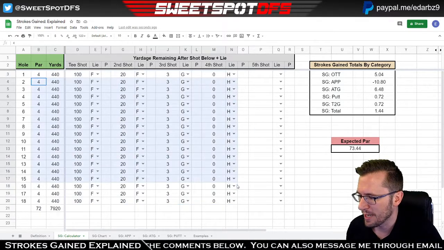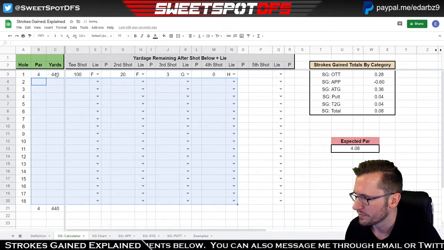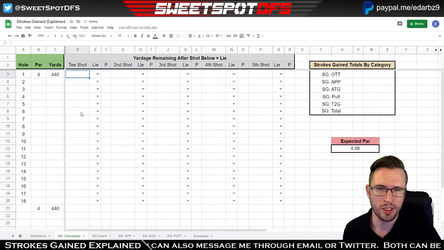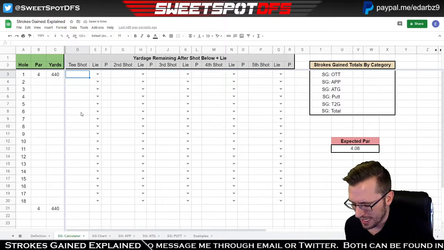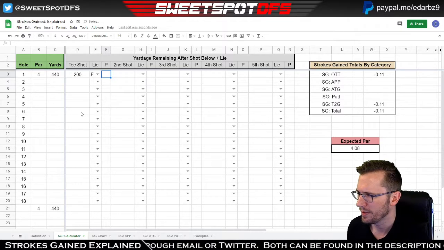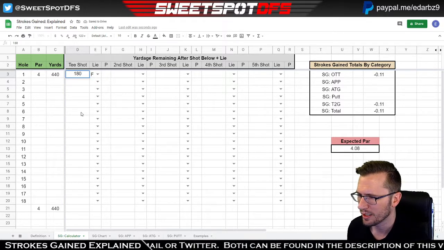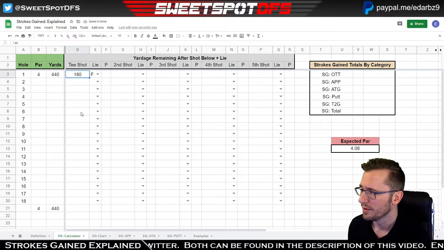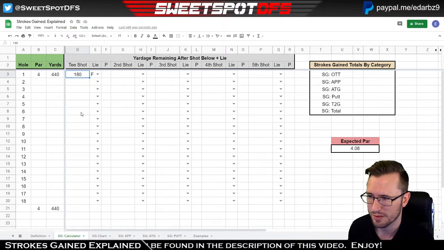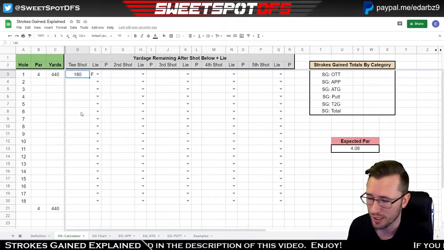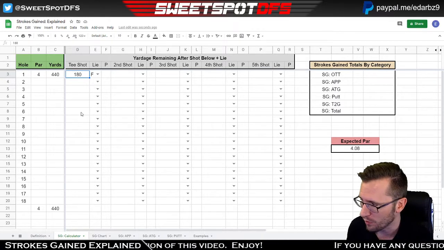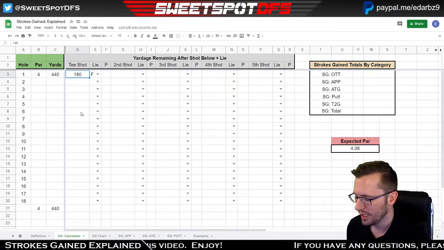Let me show you a couple examples of what can happen. If we wanted to really lose strokes off the tee, I can't remember what it is, but if we had 200 yards away in the fairway, we'd be minus 1. At 180, that would be 0. So on a 440-yard par 4, if we leave ourselves 180 yards, we're not gaining anything and we're not losing anything. That is the 0 mark for off the tee for a 440-yard par 4. But let's say we hit it.